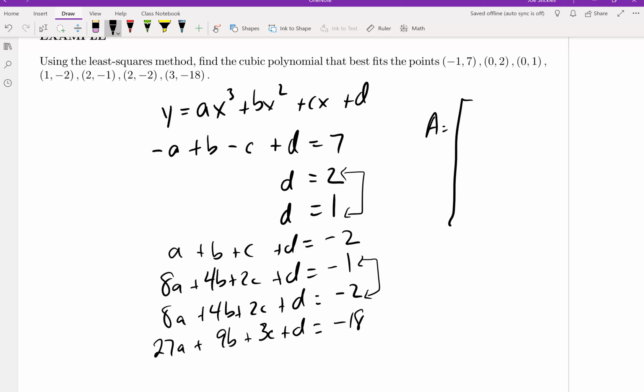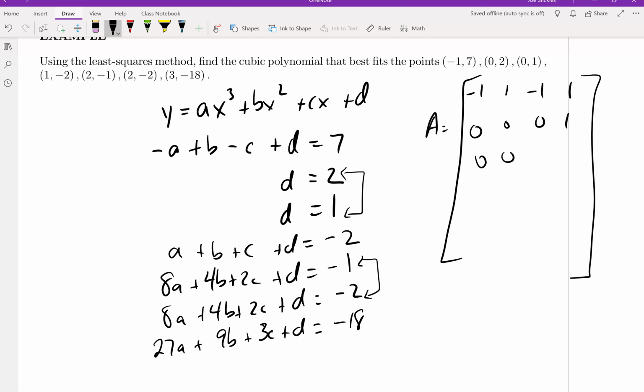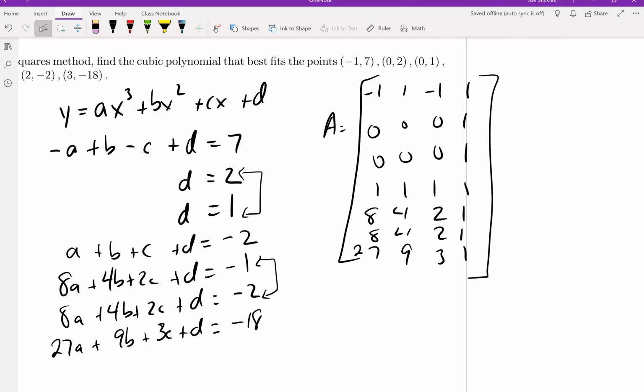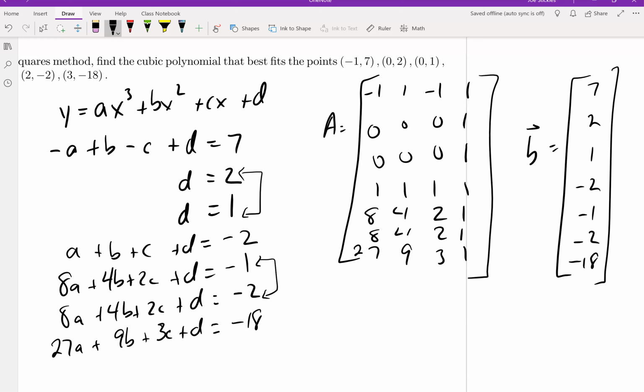All right, so our A is a 7x4 matrix. We would have -1, 1, -1, 1, 0, 0, 0, 1, 0, 0, 0, 1, 1, 1, 1, 1, 8, 4, 2, 1, 8, 4, 2, 1, 27, 9, 3, 1. That's our A. Our B is just the constants: 7, 2, 1, -2, -1, -2, -18. We're trying to find the a, b, c, d that best fits. That gives us a polynomial of best fit, the least squares polynomial.